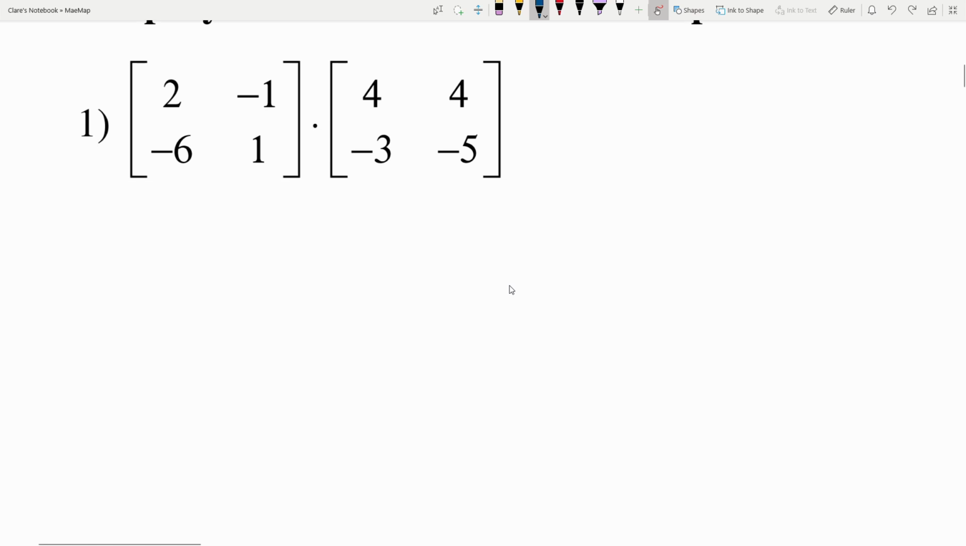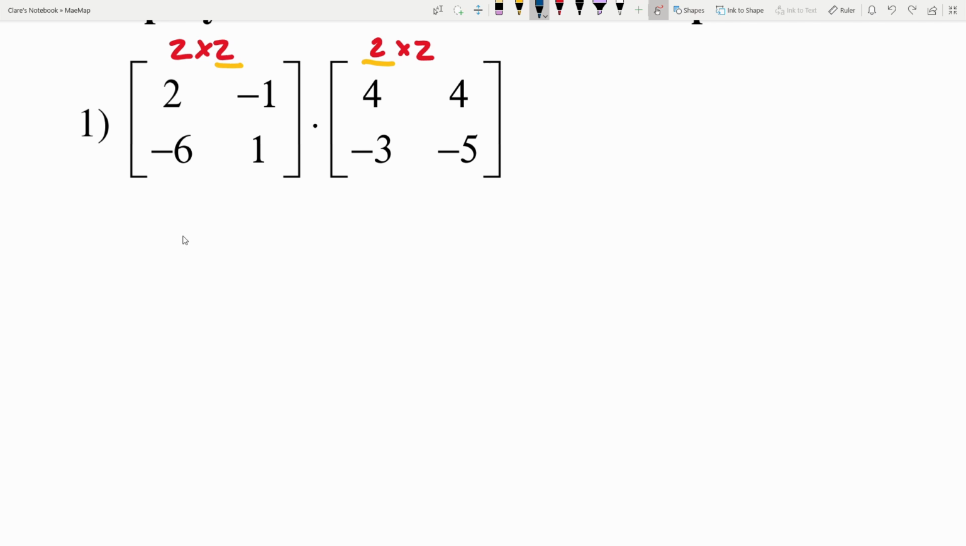In number 1, our first question, can we multiply these things together? We have a 2 by 2 matrix, that's 2 rows by 2 columns, and then we're multiplying that by another 2 by 2 matrix, 2 rows by 2 columns. Therefore, we know we can multiply because the columns of the first match the number of rows of the second. And the result is going to be 2 by 2.